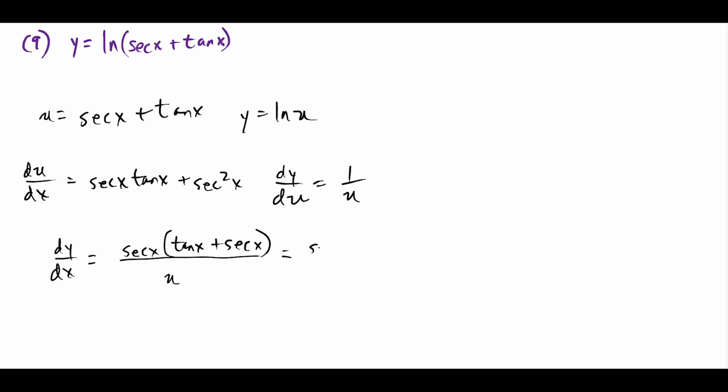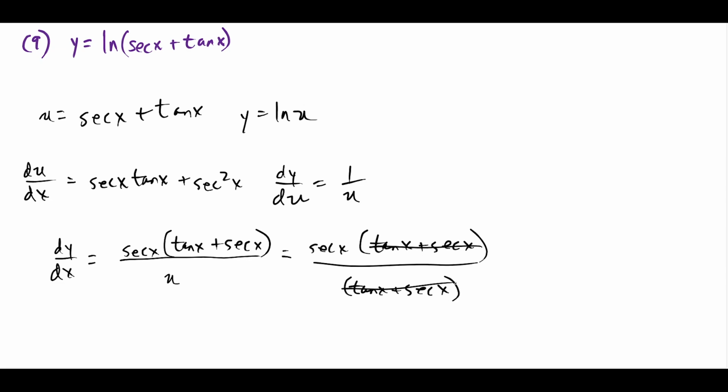Because notice what's going to happen here. We have secant x times tan x plus secant x. And in the denominator we have u, and u is equal to secant plus tangent. But I'll flip it. I'll write it as tangent x plus secant x. And you can see here we have matching factors that cancel. So our derivative dy dx is just equal to secant x. So that is our solution to question 9.